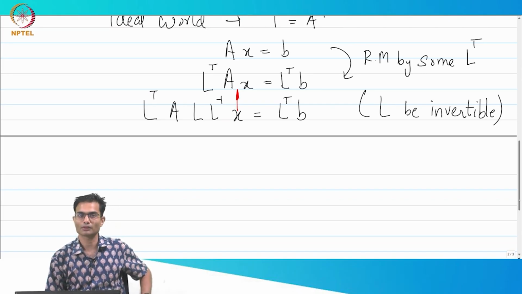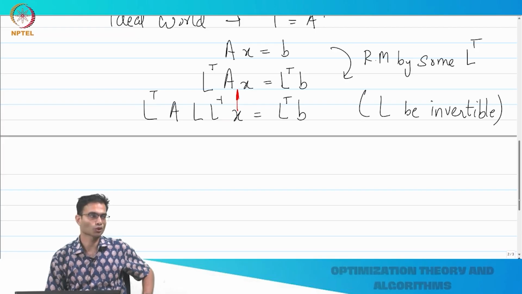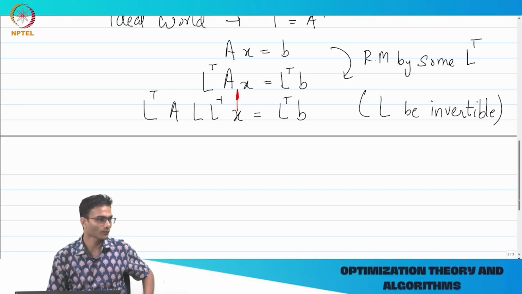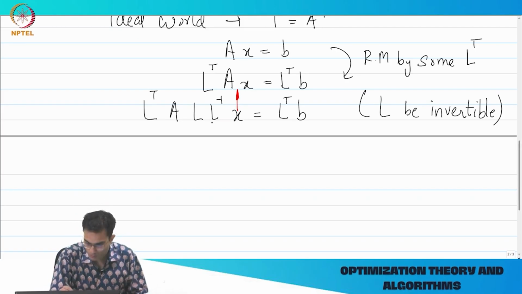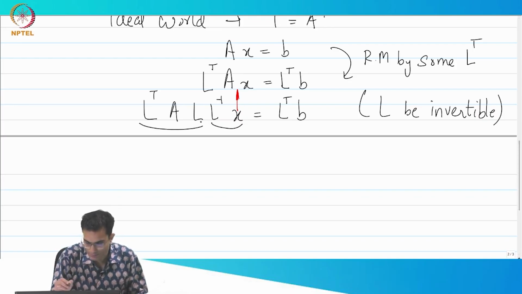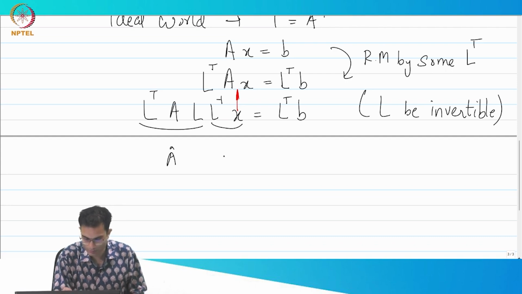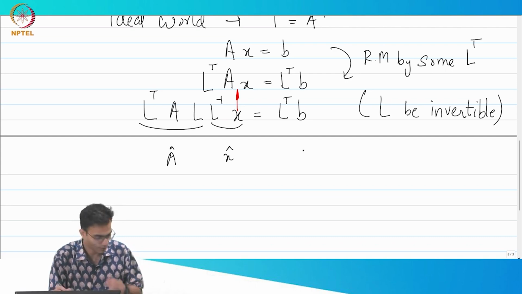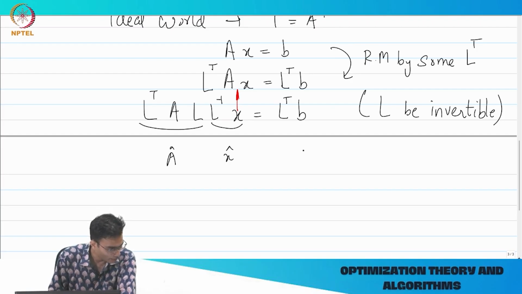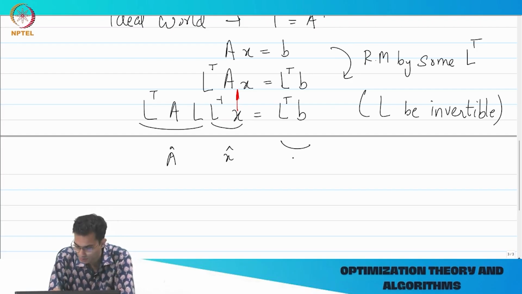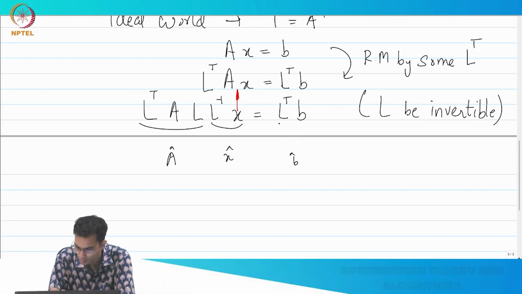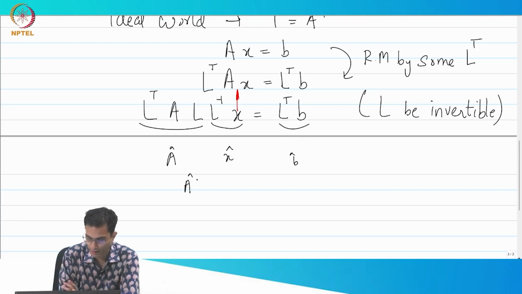Now what? Is it looking closer to what I wanted? I need to group some terms in a nice way. Okay, so if I group like this and like this, I am going to get, let's call this A hat, let's call this X hat, and let's call this B hat. So I get A hat X hat is equal to B hat.